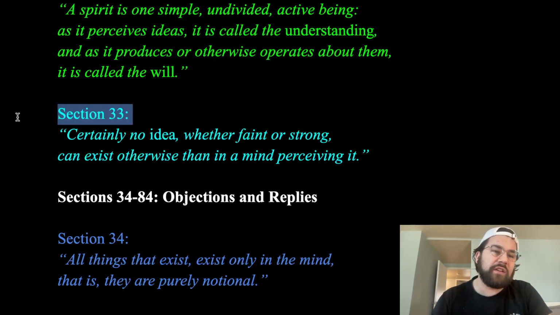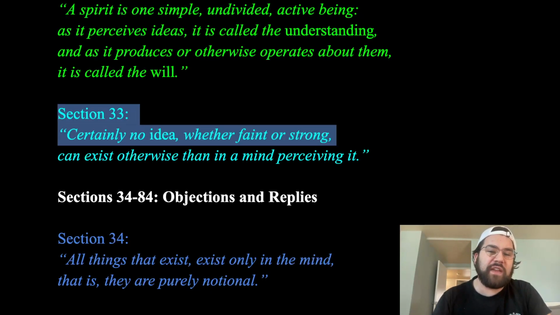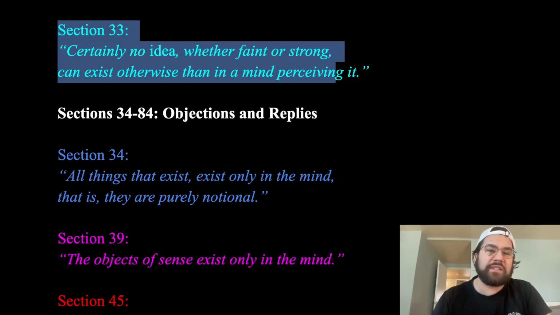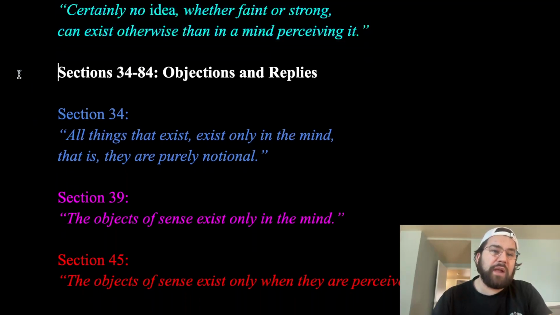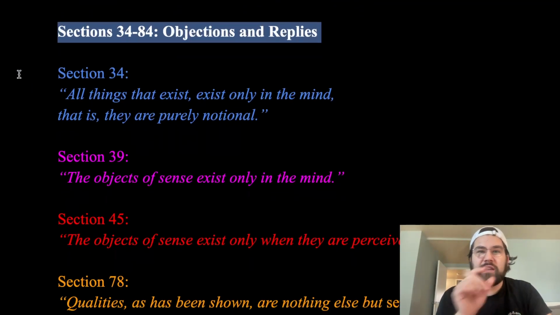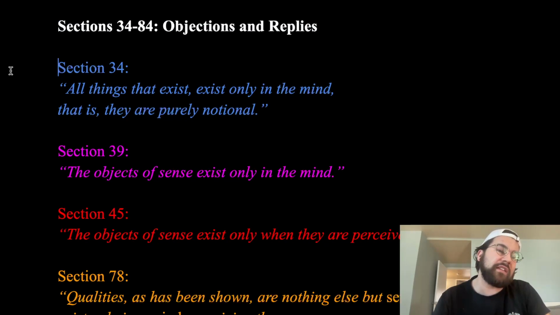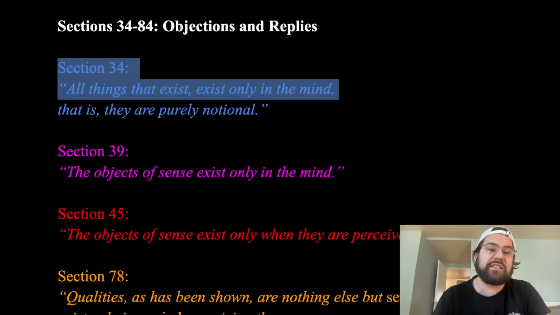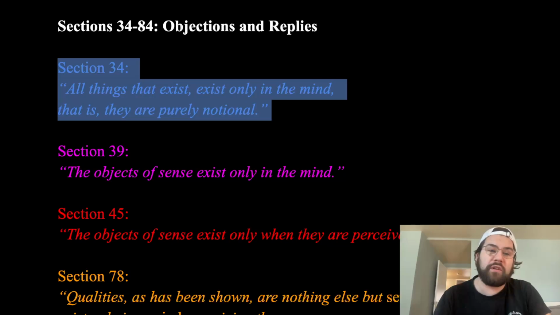And finally, in section 33, Berkeley says, "Certainly no idea, whatever faint or strong, can exist otherwise than in a mind perceiving it." Right? If something exists, it must be perceived. Moving into his objections and replies. Again, not going to focus on those so much. We're going to keep pulling out little morsels of where he continues to advance his immaterialist philosophy, like in section 34. He says, all things that exist only in the mind are pure and notional.